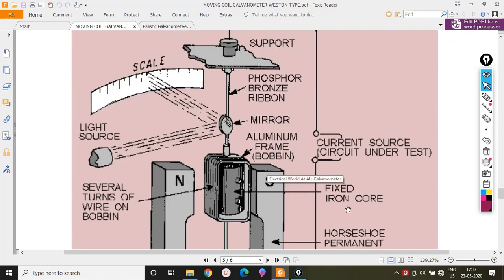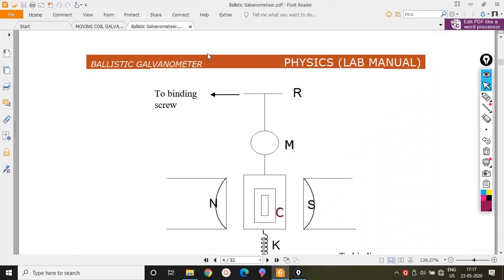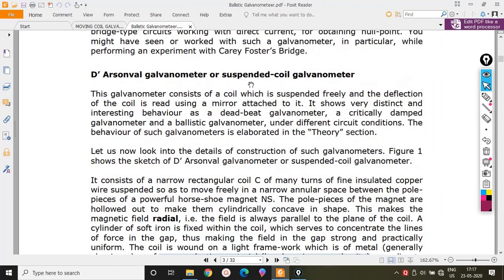So here comes your diagram. You have that fixed iron core. As I was telling, that fixed iron core, its role is to just increase the magnetic field density, ferromagnetic material. Then you have several turns of wire. Here they have shown aluminum frame over which winding may be non-conducting ivory or some other plastic material for this type of galvanometer which I am discussing. That is your this type, what we called as suspended coil galvanometer.